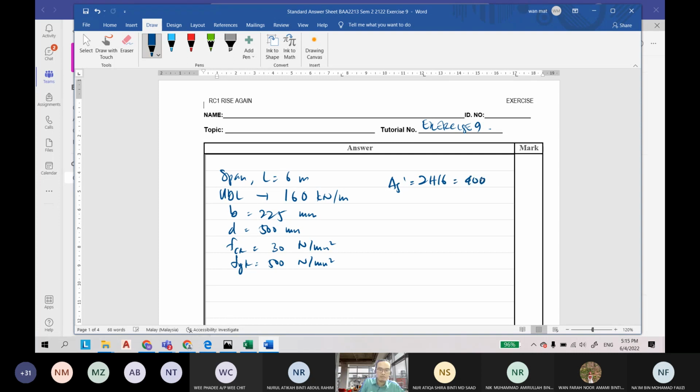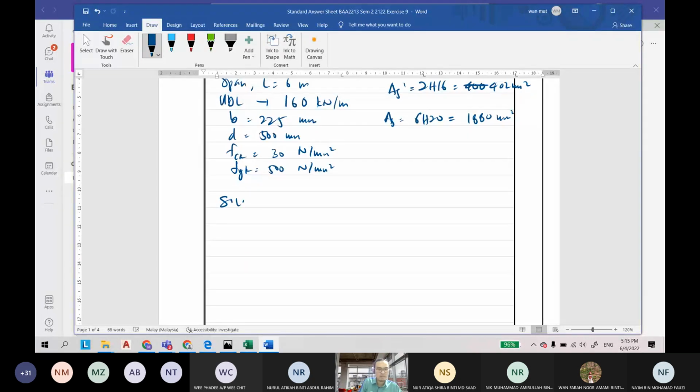equal to 402 mm square, and AS is equal to 6H20 equal to 1880 millimeter square. Okay, so the solution, anybody can give me the solution? Just like exercise 8, we check the design shear force.